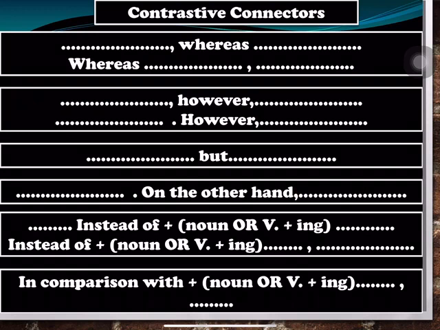We have instead of and in comparison with. In comparison with and instead of are totally different in the structure here, because after instead of or in comparison with, we use a noun or a verb plus ing. Don't forget this. Let's practice.